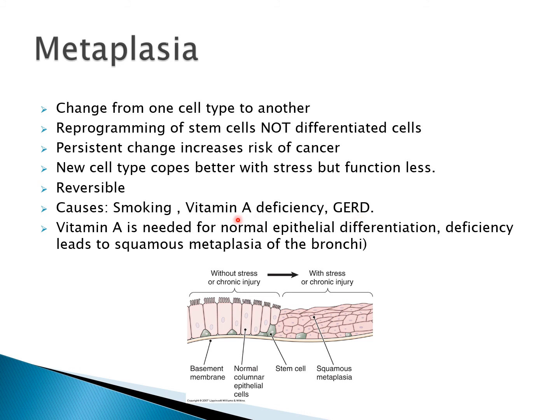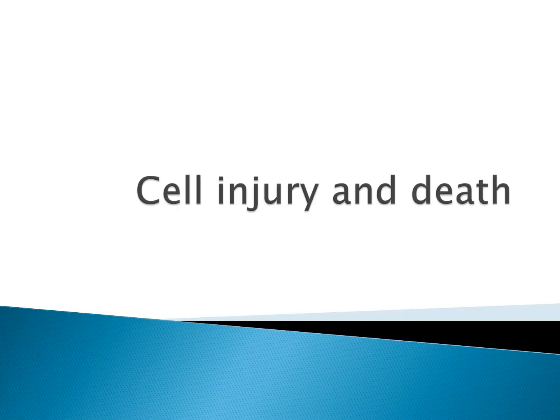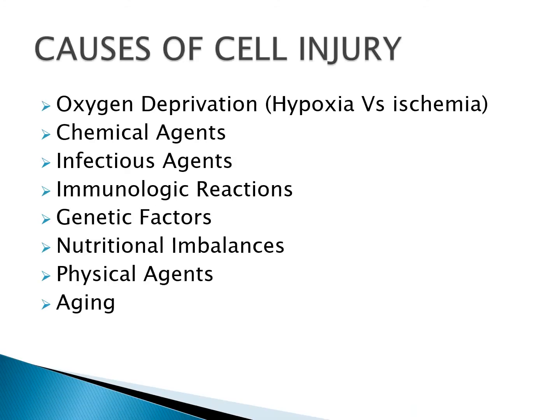Another cause of metaplasia is vitamin A deficiency. Now, after we discussed the adaptations, we move to the other topic, which is cell injury and death. We have so many causes of cell injury. First one is oxygen deprivation, which we call hypoxia.